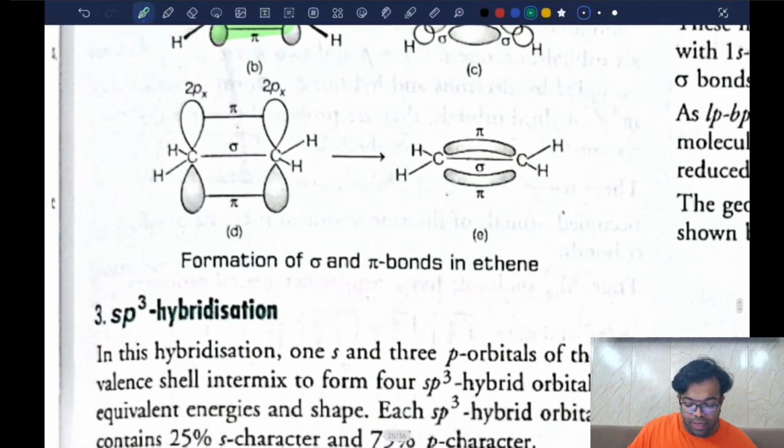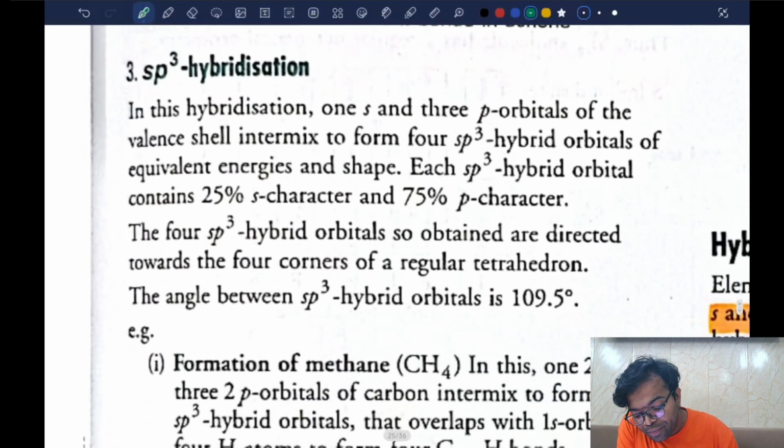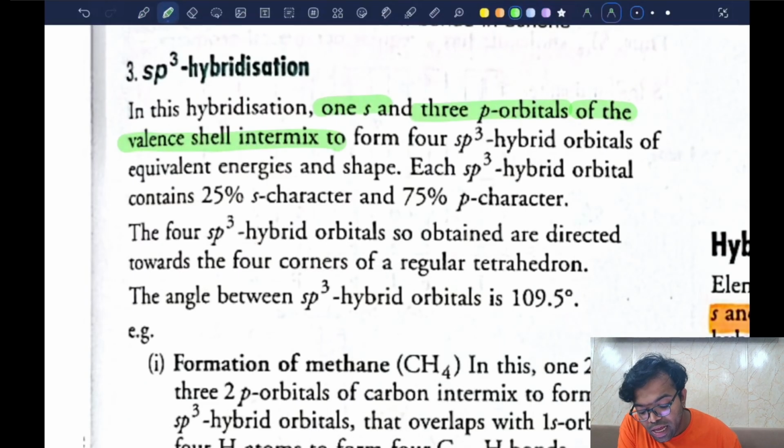Now, the formation of the sp3 hybridization. In the case of sp3 hybridization, as the name suggests, you have one s and three p orbitals come together to form four sp3 hybrid orbitals. In sp3 hybridization, one s and three p orbitals of the valence shell intermix to form four sp3 hybrid orbitals of equivalent energies and shapes. Each sp3 hybrid orbital contains 25% s character and 75% p character.